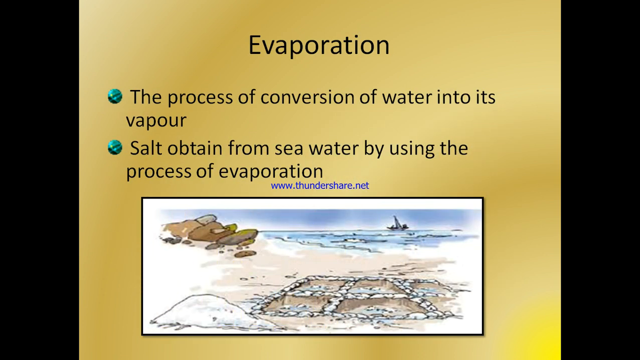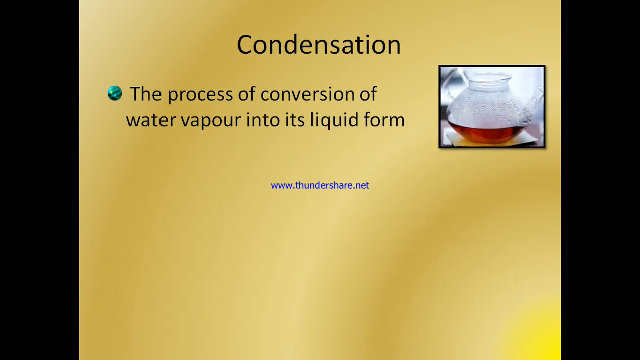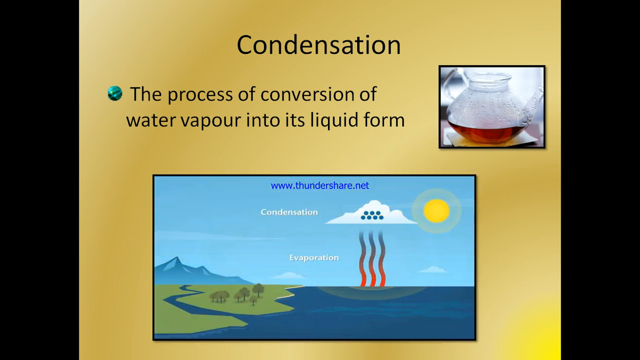The process of conversion of water into its vapor is called evaporation. Salt is obtained from seawater by using this process. The process of conversion of water vapor into its liquid form is called condensation. The water cycle is an example of condensation and evaporation.